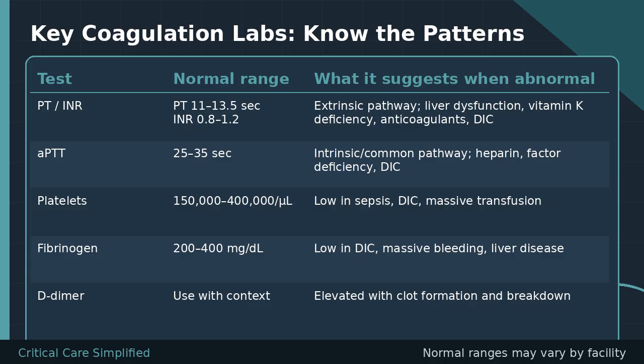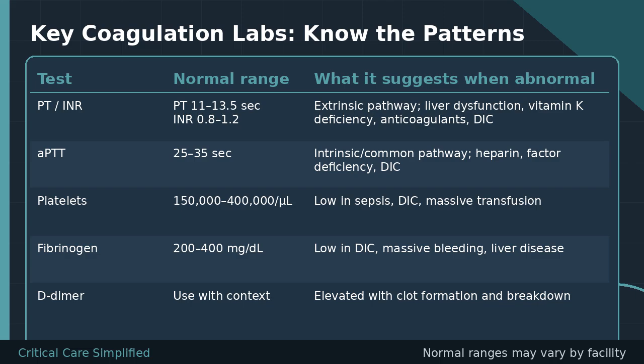Laboratory assessment helps confirm what you see. PT and INR assess the extrinsic pathway. Normal PT is about 11 to 13.5 seconds, and normal INR is 0.8 to 1.2. Prolonged PT or a rising INR may suggest liver dysfunction, vitamin K deficiency, anticoagulant effect, DIC, or excessive anticoagulation. aPTT evaluates the intrinsic and common pathways. A normal aPTT is about 25 to 35 seconds. It may be prolonged with heparin therapy, factor deficiencies, or DIC.